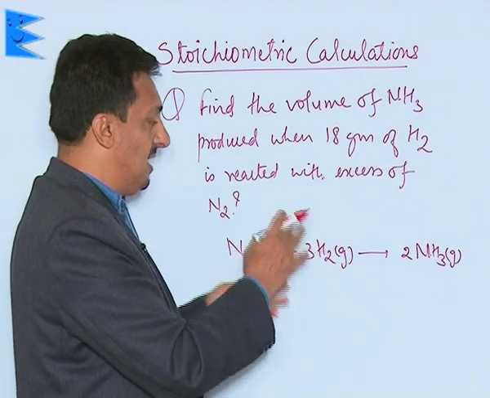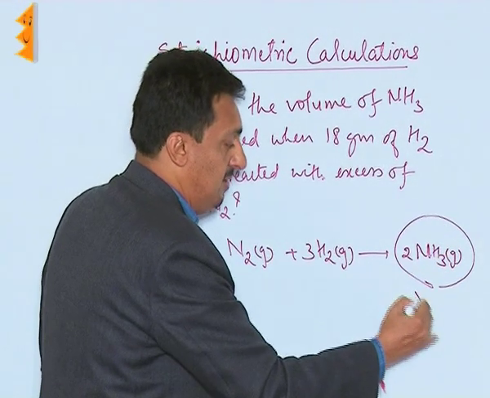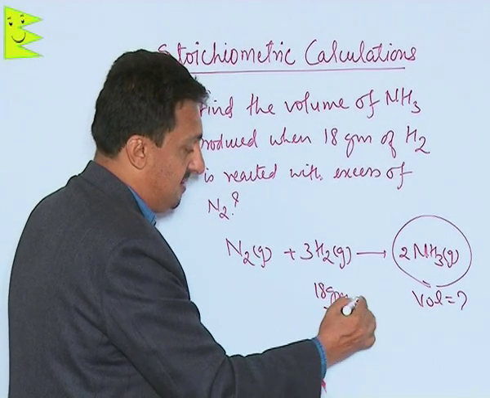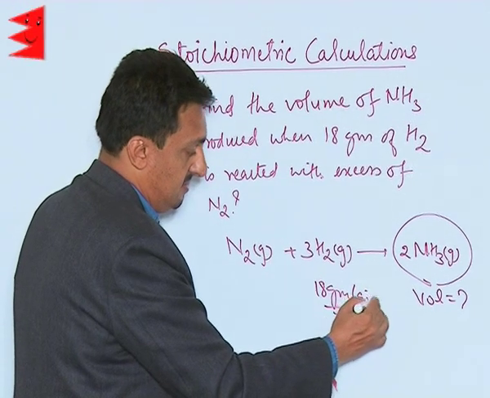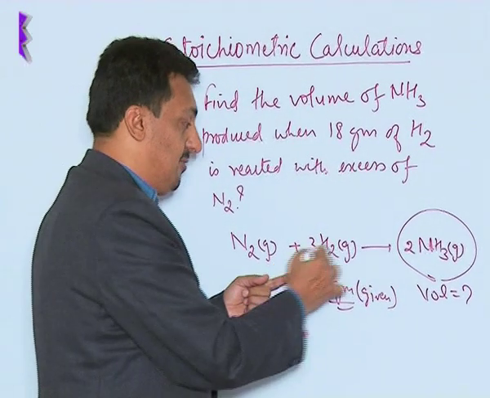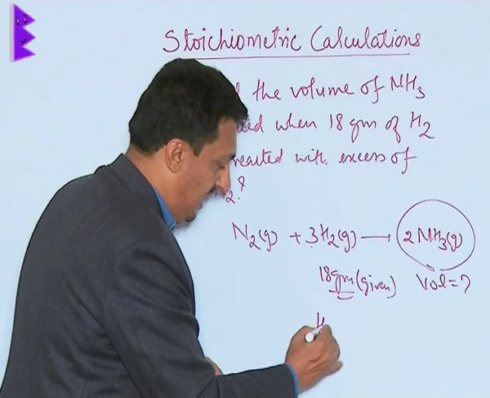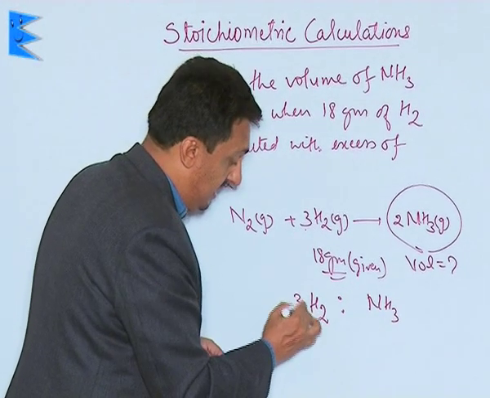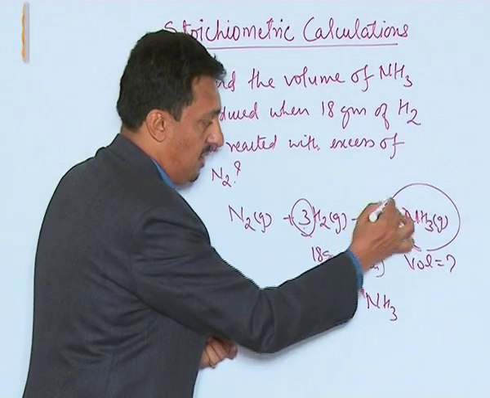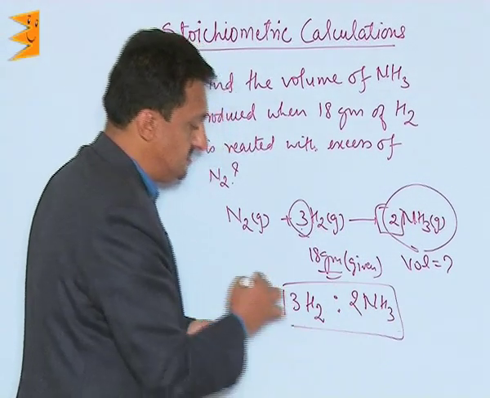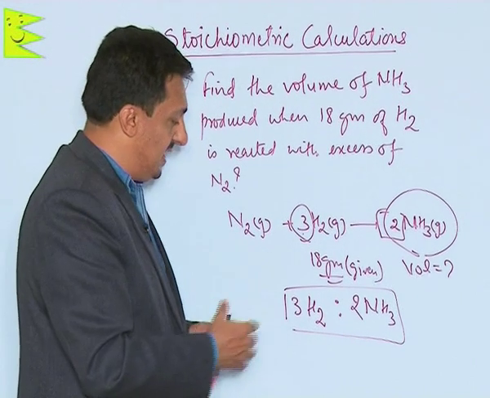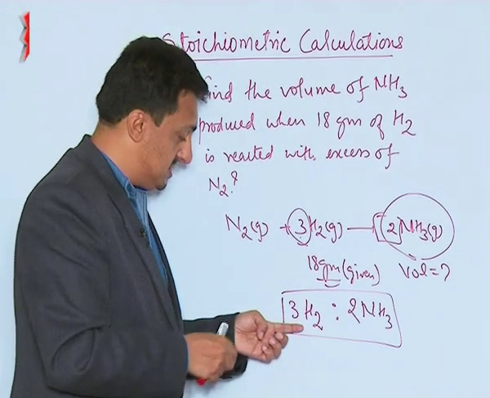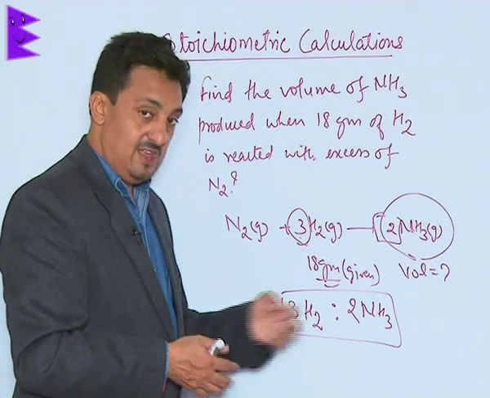But in the numerical, we are given what? That we have to find out the volume of ammonia produced from the 18 grams of hydrogen, which is given. So we have to relate hydrogen and ammonia. See, the best way is, as per the stoichiometry, what is the molar relationship between hydrogen and ammonia? That 3 moles of this gives you what? 2 moles of ammonia. This is the molar relationship. Now let us find out how many moles of hydrogen are given to us, so that we can then put those moles into this relationship, which is 3:2.